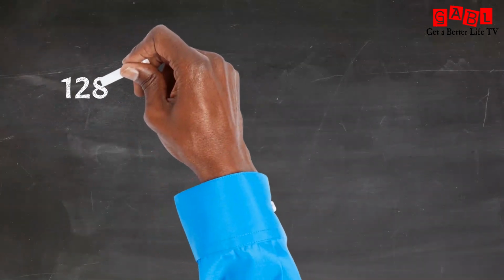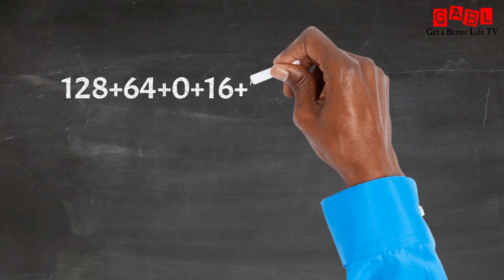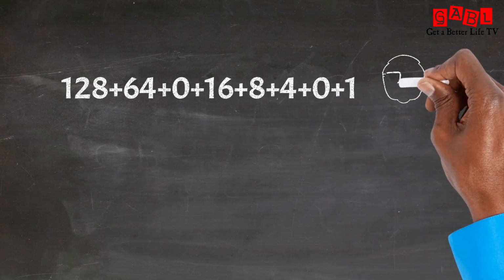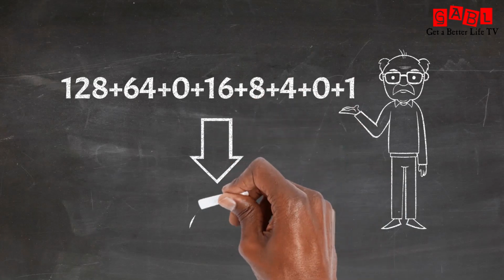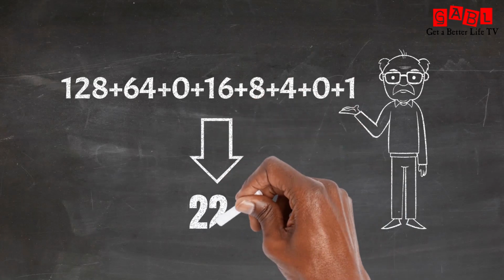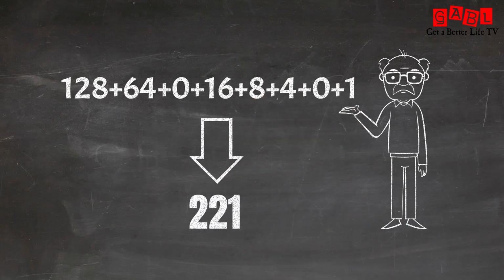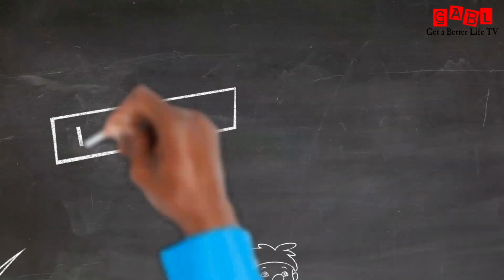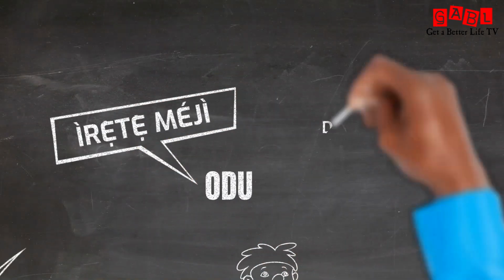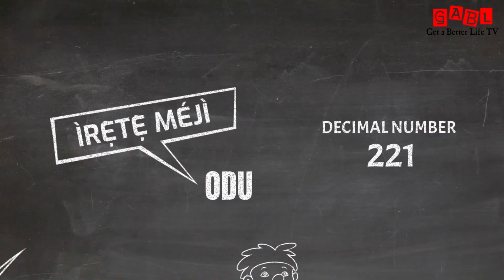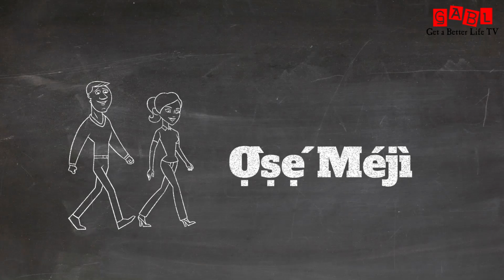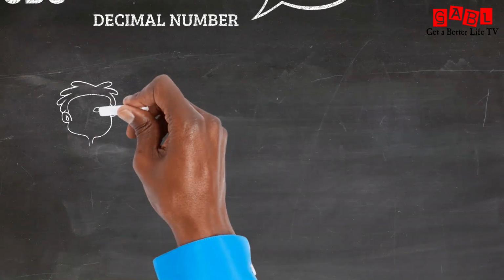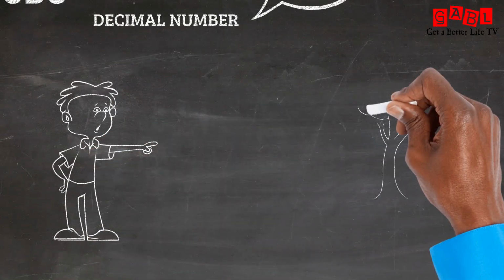This calculates to 128 plus 64 plus 0 plus 16 plus 8 plus 4 plus 0 plus 1, which sums up to 221. So, Irete Meji, the Odu of destiny and perseverance, corresponds to the decimal number 221. So let's move to Ose Meji. We are nearing the end of our 16 Major Odu.